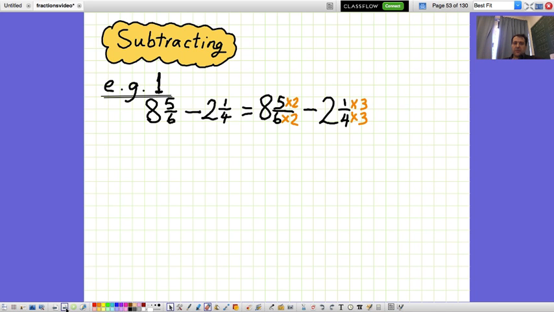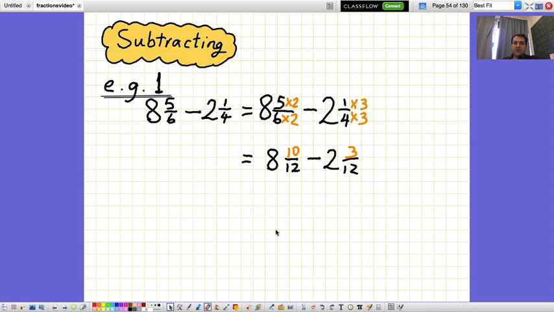At the moment the denominators are 6 and 4, so it's a fraction out of 6 and a fraction out of 4. I'd like those to be the same. So I've multiplied the first fraction by 2 over 2 and the second fraction by 3 over 3 in order to make them both fractions out of 12. So 8 5/6 minus 2 1/4 is the same as 8 10/12 minus 2 3/12.